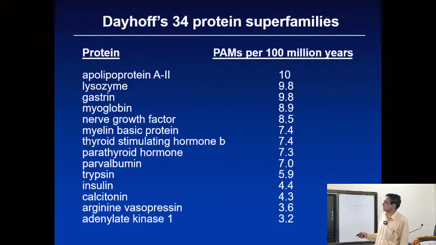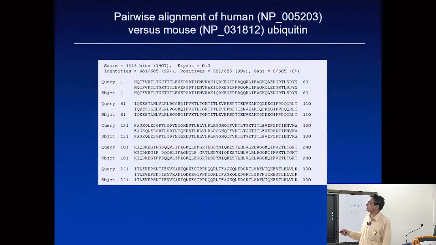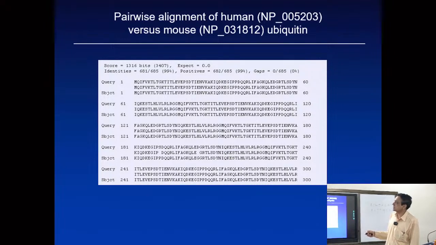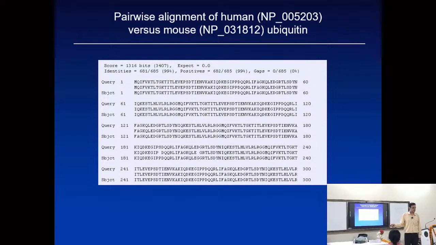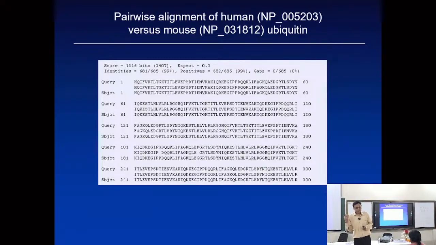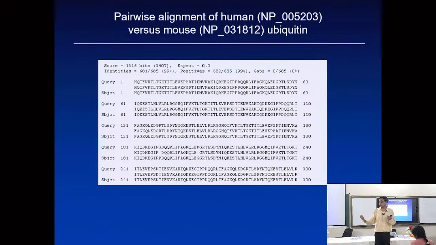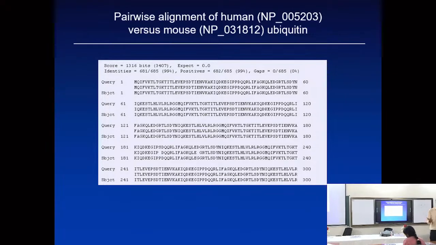On the other hand, some protein families evolved very slowly. They still are evolving very, very slowly. For example, ubiquitin has almost 0 PAMs over 100 years. If you compare ubiquitins from human and mouse, percent identity is 99%, so highly conserved. This way they were able to quantify the PAMs in different protein families, and that helped in understanding which protein families are evolving fast and which are evolving slow. And there could be a reason why this is happening.